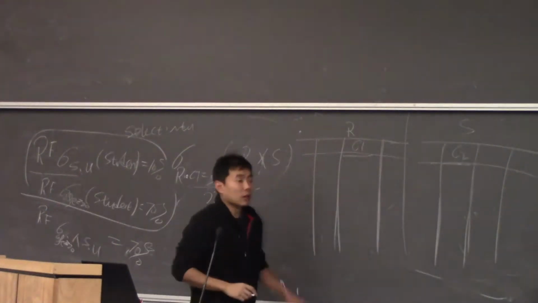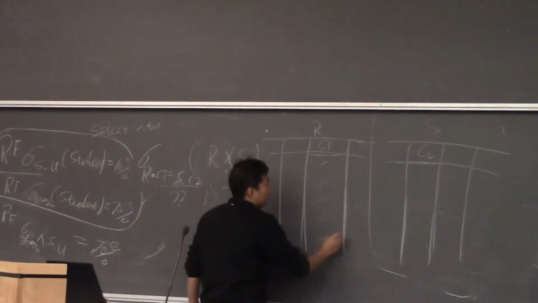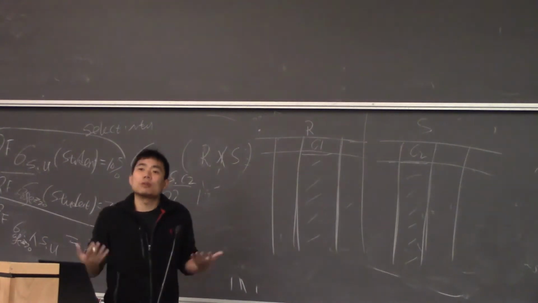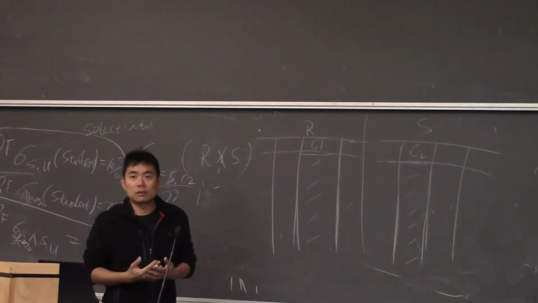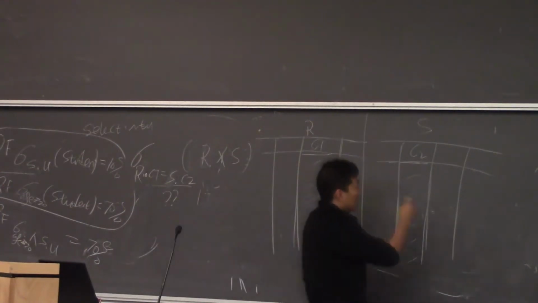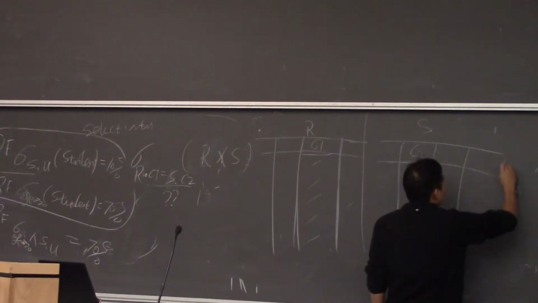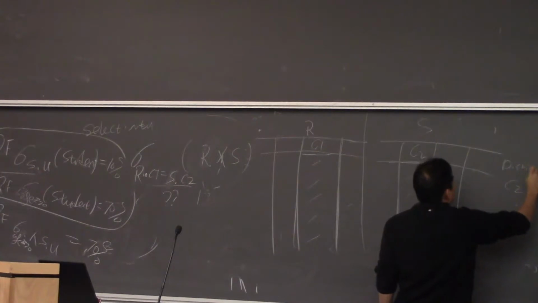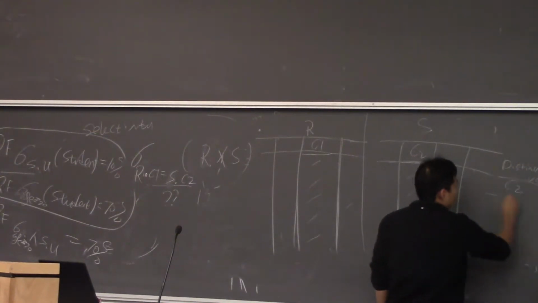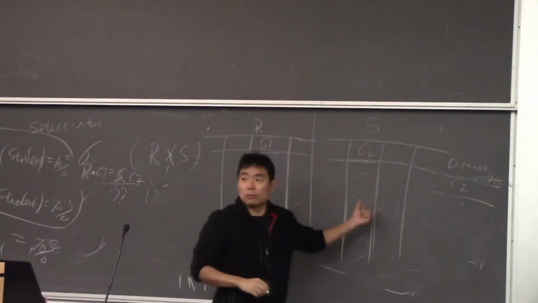You follow me? And each column might have different values. We may have duplicates because these are not necessarily the key for R or S. You follow me? That's kind of the setup. And I'm going to assume that the distinct values for C is distinct value for column 2.